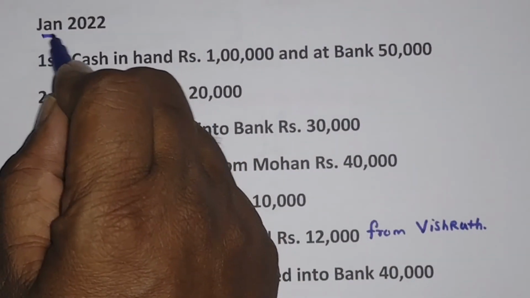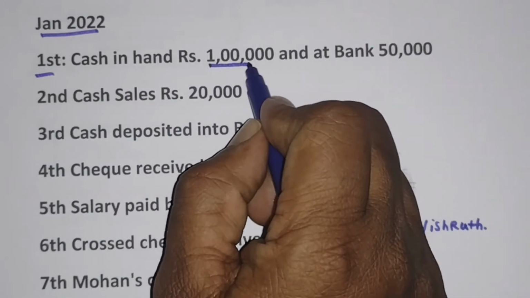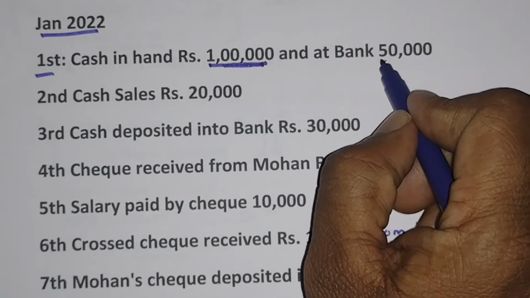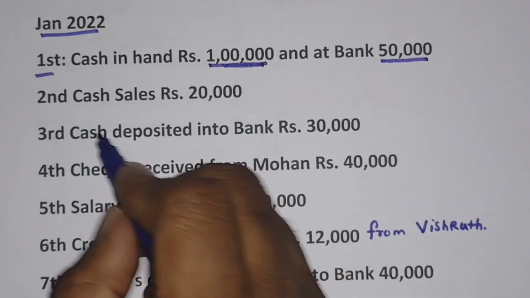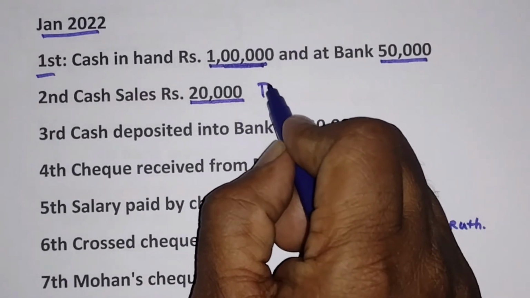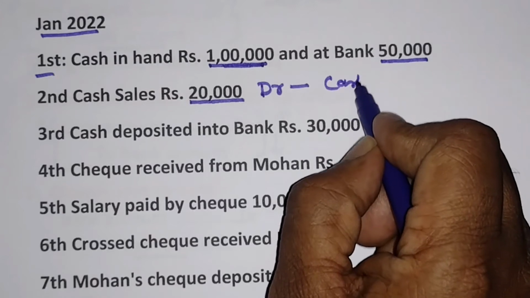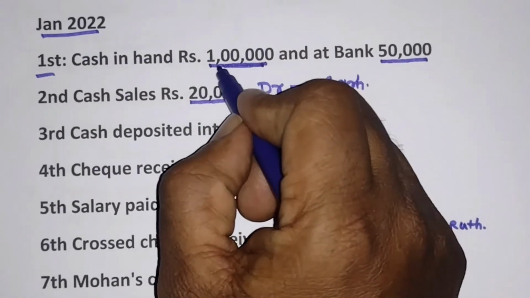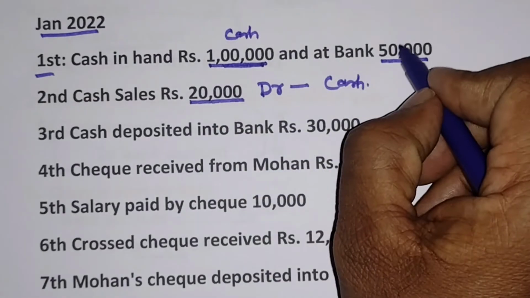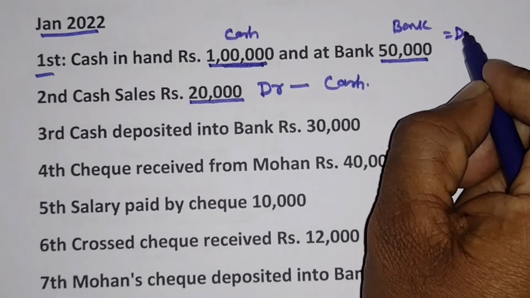This is on January 22nd. First, cash in hand, which I have shown in office, rupees 1 lakh is there, and at bank it is 50,000. The sales made for 20,000 will appear in the debit side, in which column? Cash column. And cash in hand rupees 1 lakh will appear in the cash column, and 50,000 will appear in the bank column in the debit side.